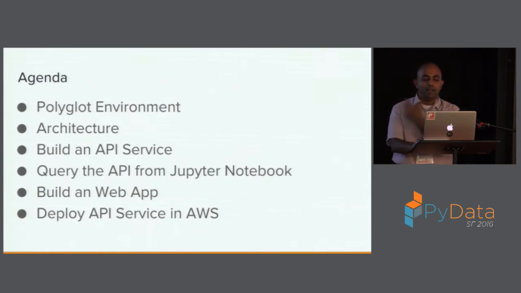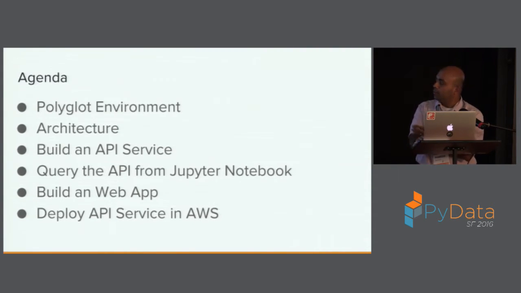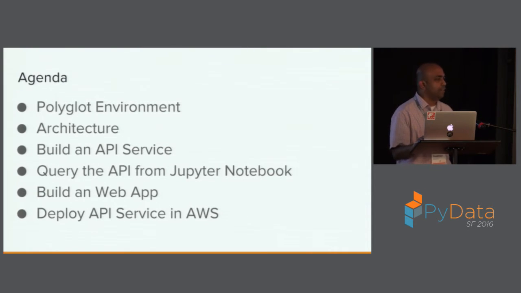So we'll talk through the architecture that I used and like. We will walk through pieces of it. How do you build an API service? How do we query the API service from a Jupyter notebook? And then we'll build a web app that queries the API service. And finally, we will deploy this API service onto an AWS EC2 machine and then query it through our web app. And we'll try to do all of this in the next hour and a half.